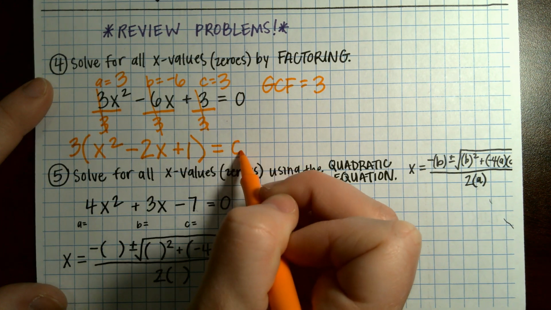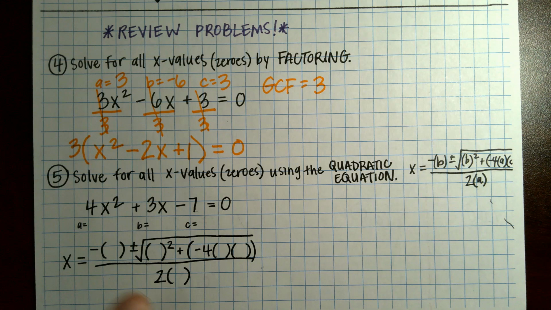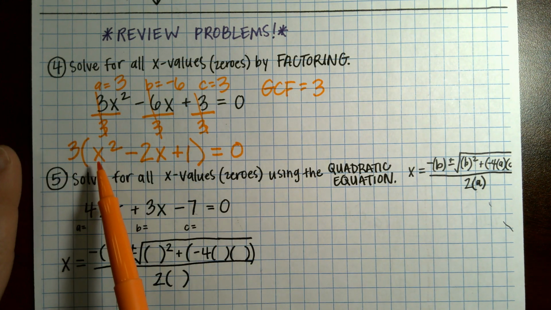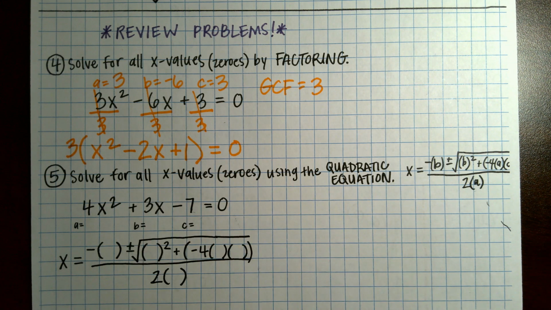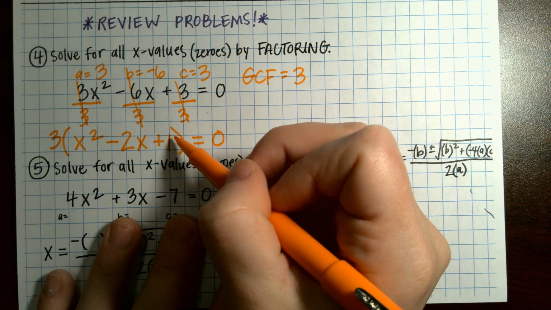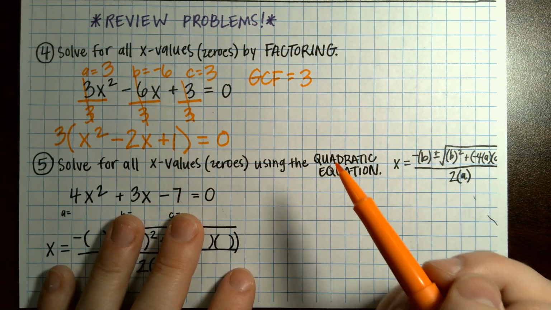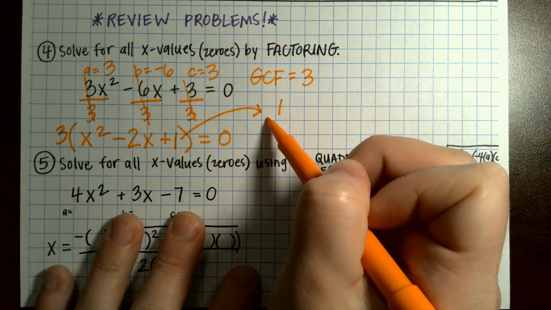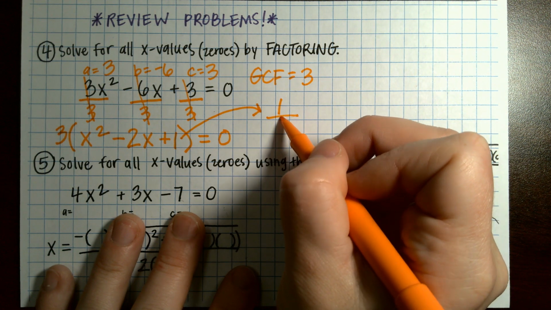Still equals 0. Okay, so how am I going to factor this now? My A equals 1. Here's where we would find the factors of C. And in this case, our C is what? 1. We only have one option, really.